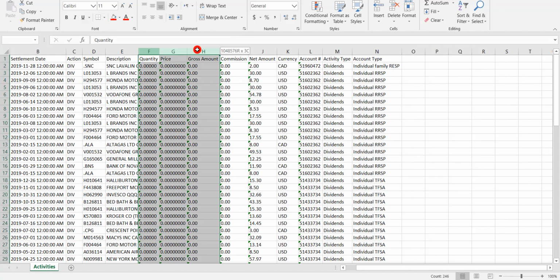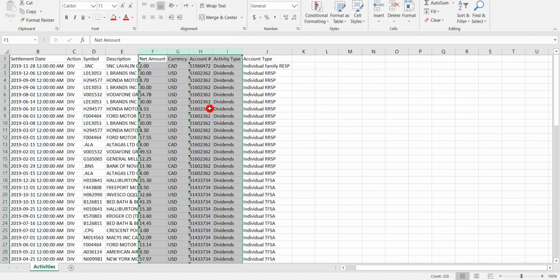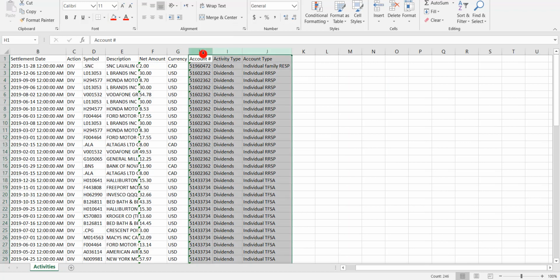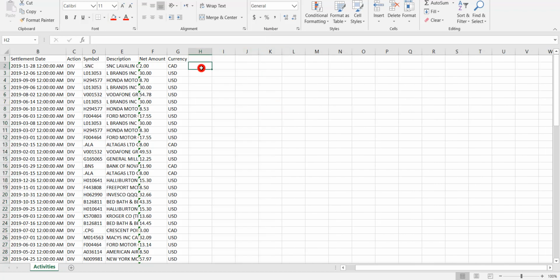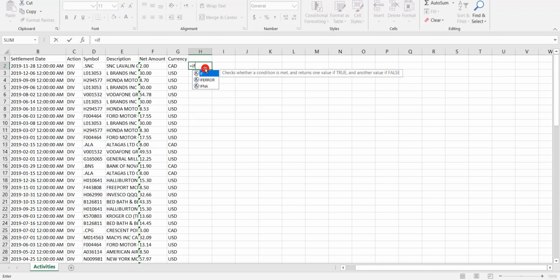Quantity, price, gross amount, commission. Obviously, there's no commission when you're receiving dividends. Net amount. Okay, I'll remove all this. I'll leave net amount. Currency, account number, activity, account type, not important. So I'll delete that. And in fact, I'll just put in a little formula here to convert the US amounts to Canadian. So I'm just going to use an average rate of 1.32. So I'll quickly put a formula here.